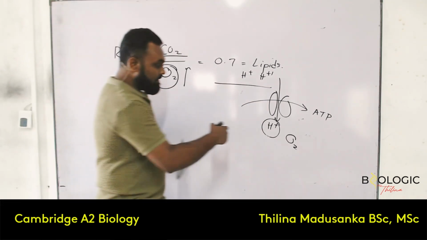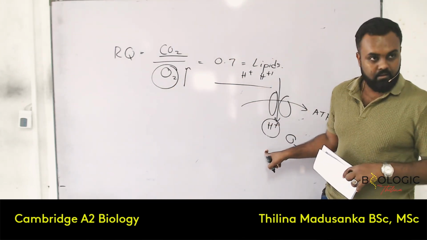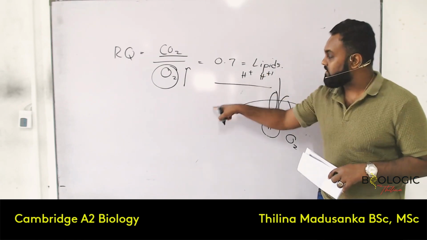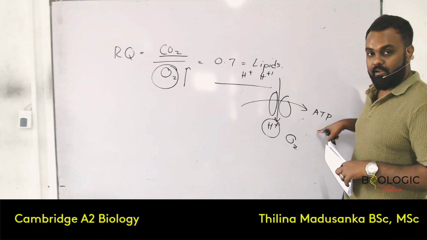So understand this scenario. Why is oxygen greater? Because more hydrogen is there. Why is more hydrogen there? Because lipids supply more hydrogen. More hydrogen means more ATP. Understand, that is a very important point.